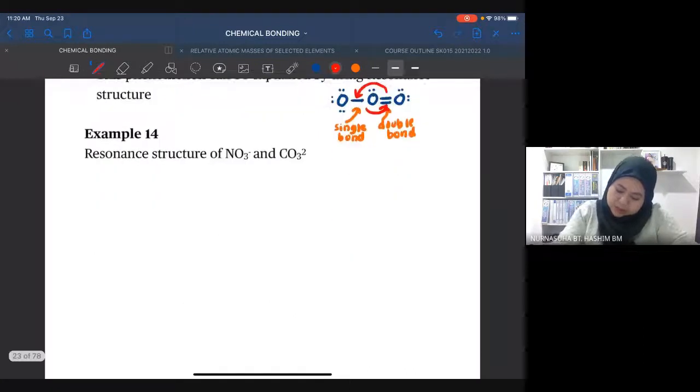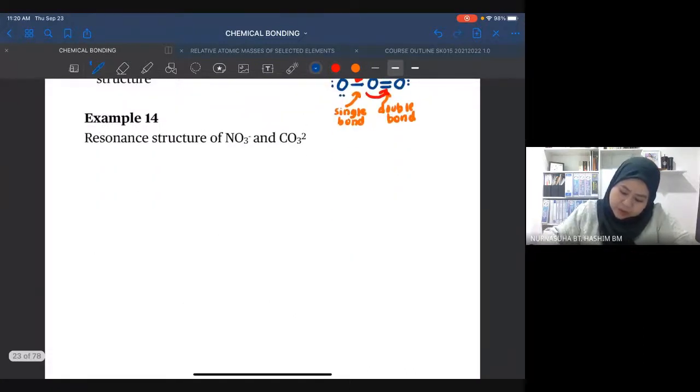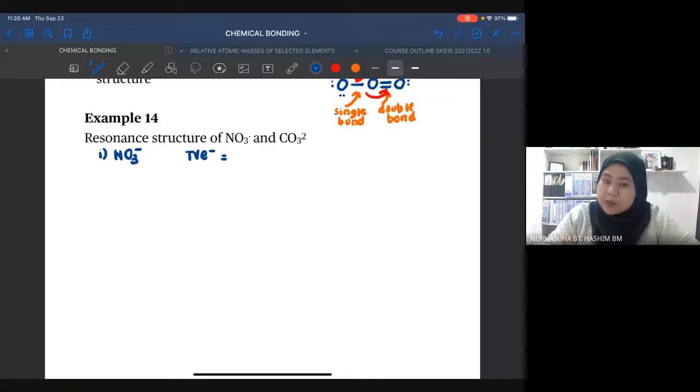Okay, kita cuba tengok example 14. Okay, resonance structure for NO3-. Okay, madam buat untuk NO3- first. Okay, macam biasa, to draw resonance structure, kita kena lukis dulu the most plausible Lewis structure. So, nitrogen 4, oxygen 6 times 3 plus 1.